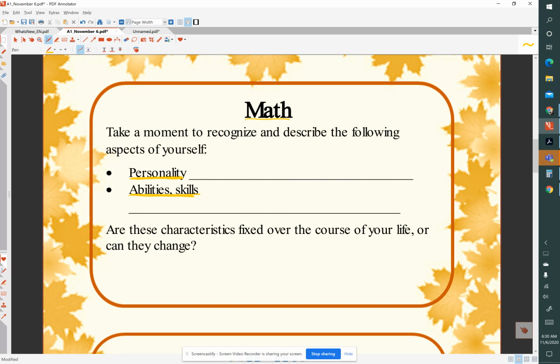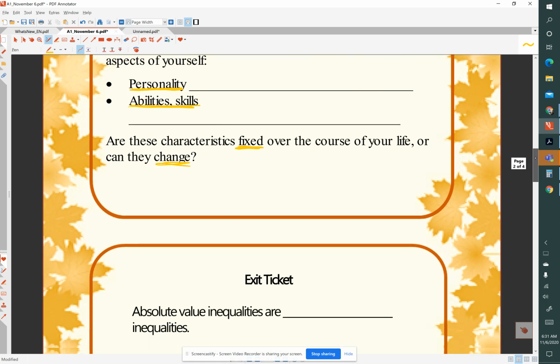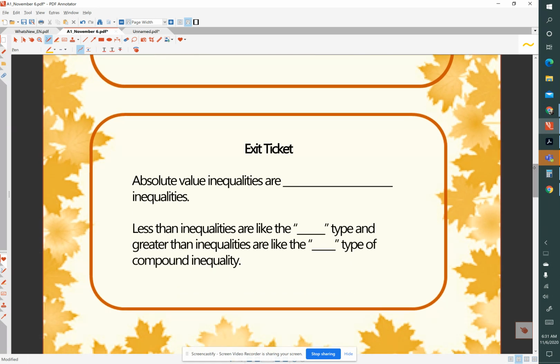And then we ask, are these characteristics fixed over the course of your life, or can they change? Fixed means unchanging, okay, very staid and in one place. So it would be the opposite of something that changes. So please take a minute and think about that and write a couple words about that. And as promised, here is our exit ticket, and we will get back to that later.